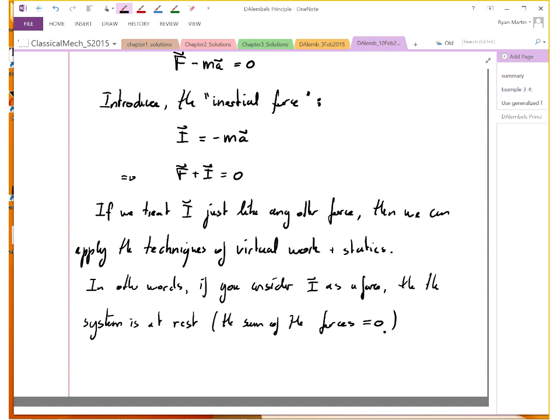So we can now use this principle of virtual work, which we applied previously to the system where the sum of the forces is equal to zero. As long as we consider this inertial force, we can apply that to dynamics as well. So all we've really done is just written Newton's second law and consider this MA term as an actual force.